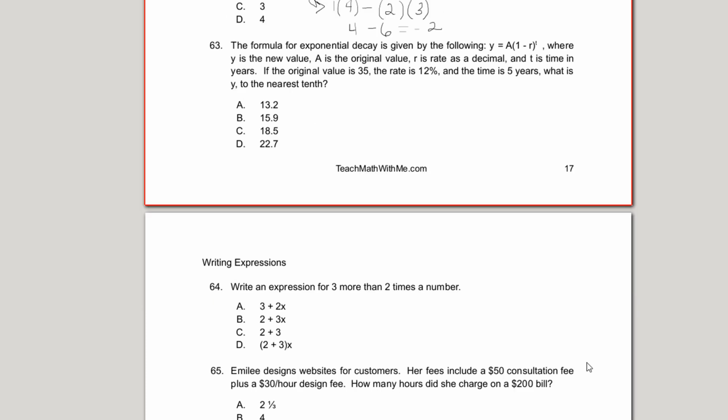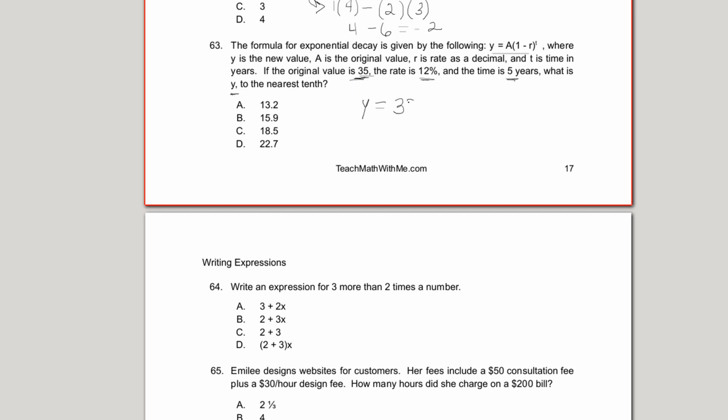Question 63 said the formula for exponential decay is given by the following, and we have this equation where y is the new value, a is the original, r is rate as a decimal, and t is time in years. If the original value is 35, the rate is 12%, and the time is 5 years, what is y to the nearest tenth? So we need to plug in some values. The formula is y equals a, and a is the original value.